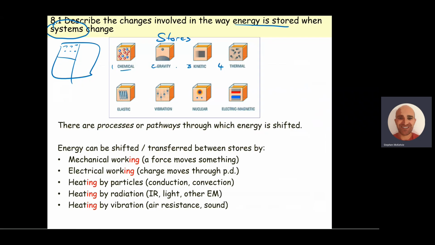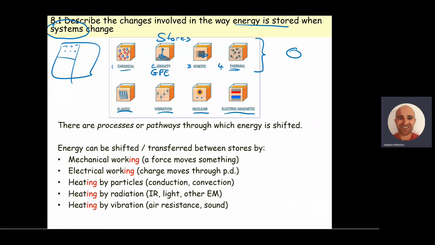Chemical can be found in food and fuel. Gravity is gravitational potential energy, which is found when you've got any object that's above the ground. You have kinetic energy in objects that are moving, and thermal energy in any object that's warm. You can also get elastic potential, vibration, nuclear, and electromagnetic stores, but the most common ones are the ones up here.